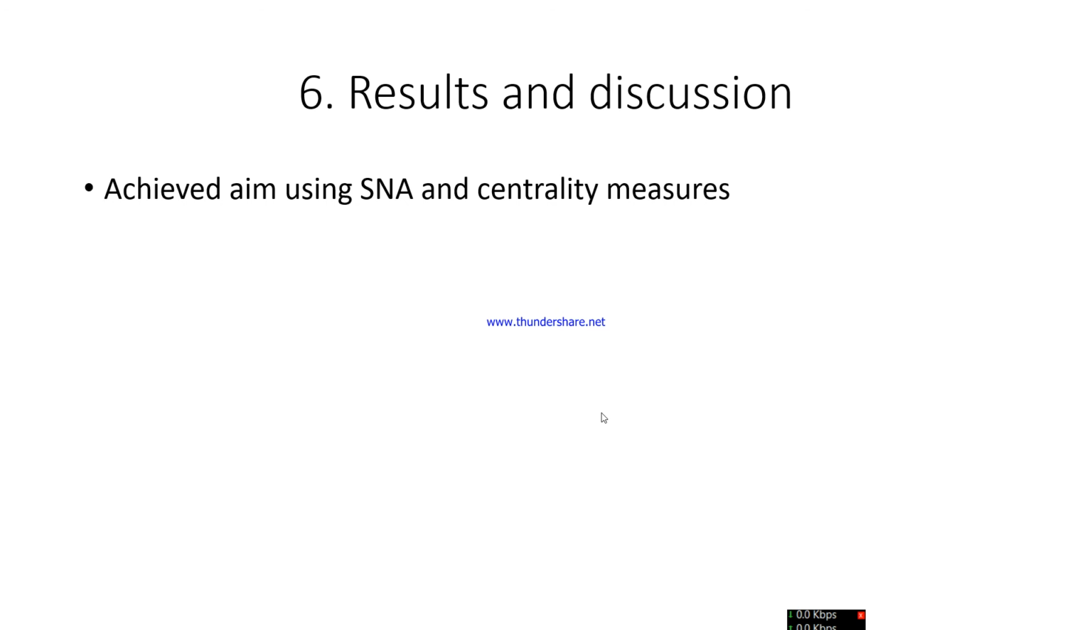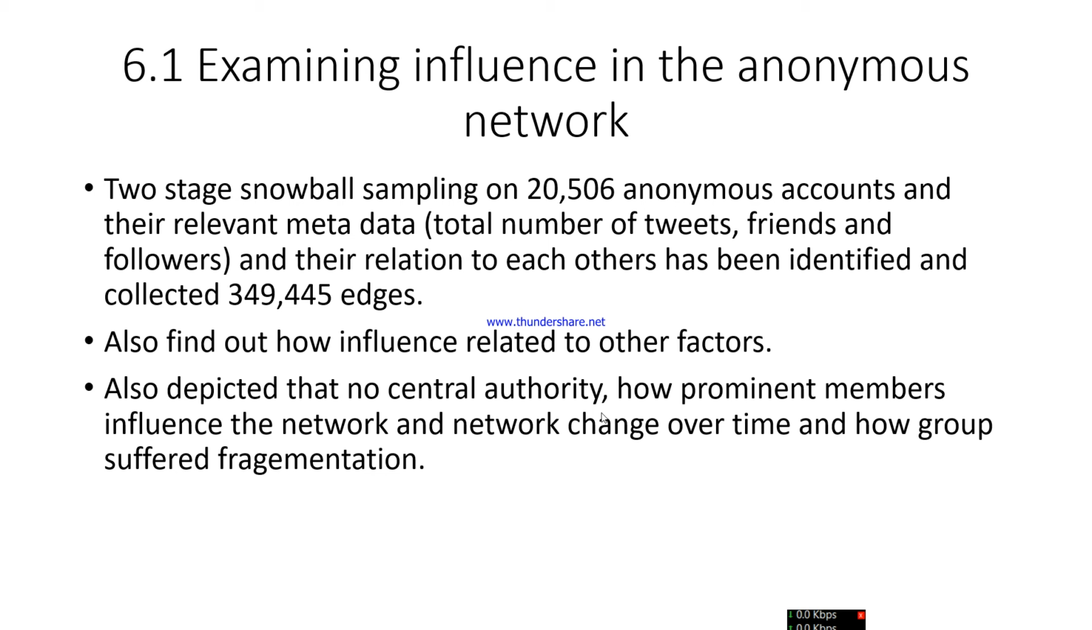So, results and discussion. We found out how many accounts are the most influential anonymous accounts, and we achieved this using social network analysis and centrality measure techniques. So examining the influence in the anonymous networks, how they actually influence the networks. We used two-stage snowball sampling on 20,506 anonymous accounts and their relevant metadata. Metadata means the total number of tweets, friends and followers, and the relation between them. We identified around 349,445 edges, and also found out how they influence each other. It was also found that there is no central authority and how prominent members influence the networks.